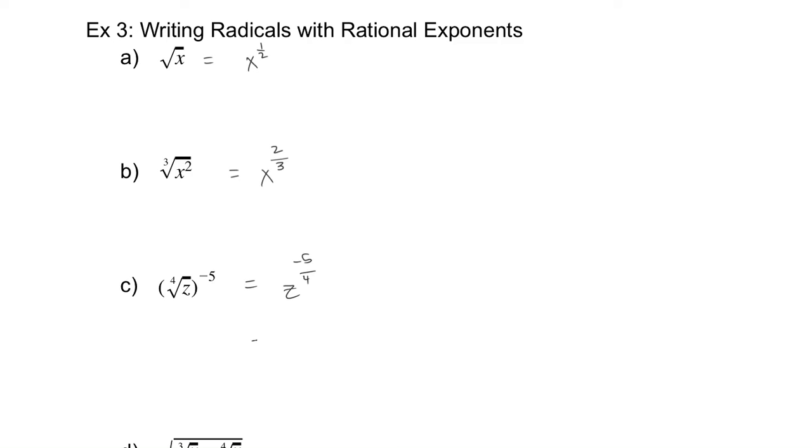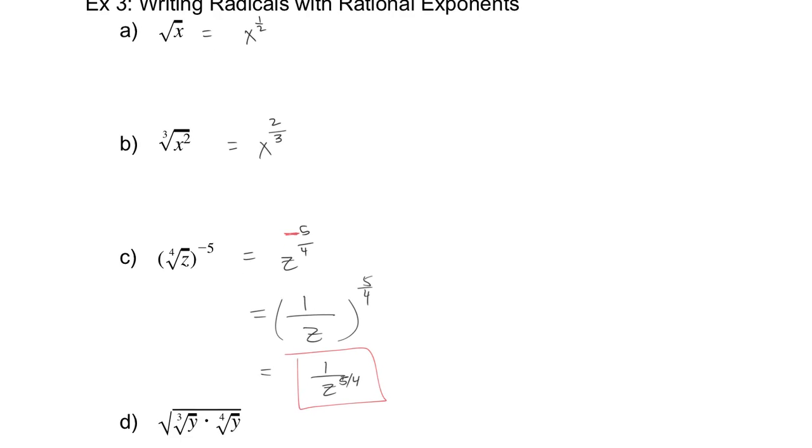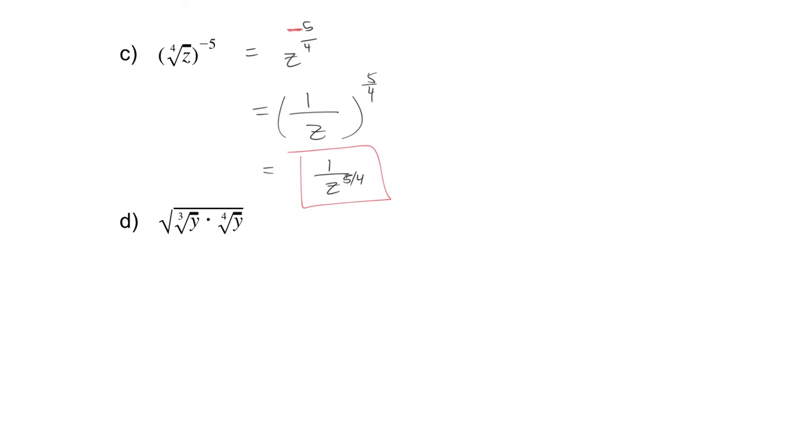And then this I can simplify, because if I have a negative exponent, that would mean it's the reciprocal. So 1 over z to the 5/4 power. 1 to any power is still just 1, and then it would be z to the 5/4 power. So 1 over z to the 5/4. Okay, and last one.